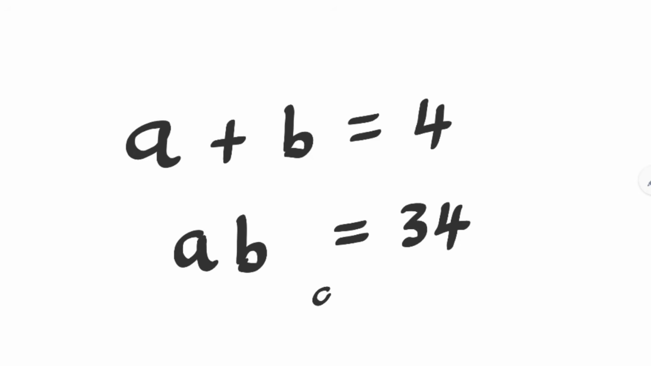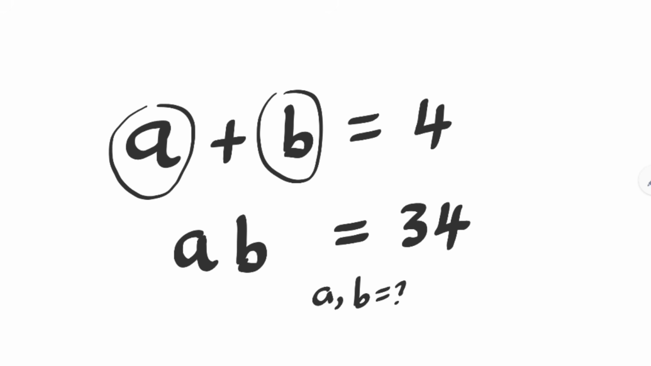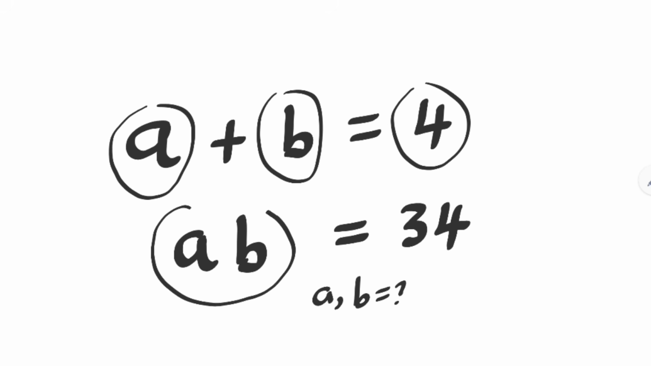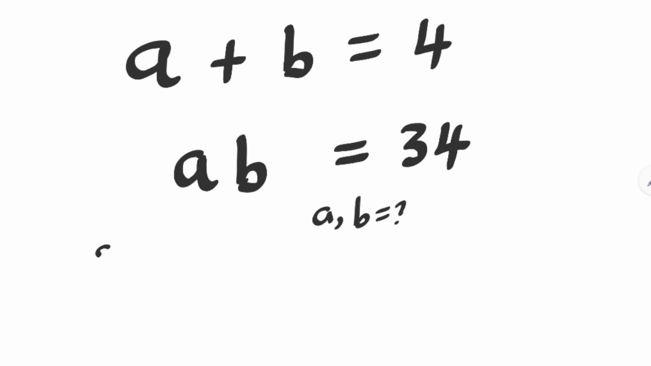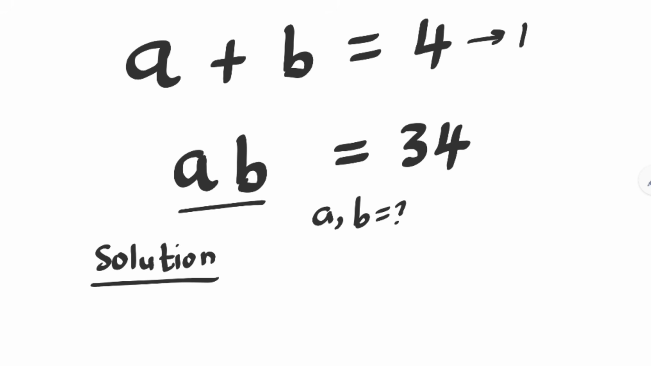Let us solve for A and B. Given A plus B is equal to 4, AB is equal to 34. Solution. Here, A plus B is equal to 4. Let us call this equation 1. AB is equal to 34. Let us call this equation 2.